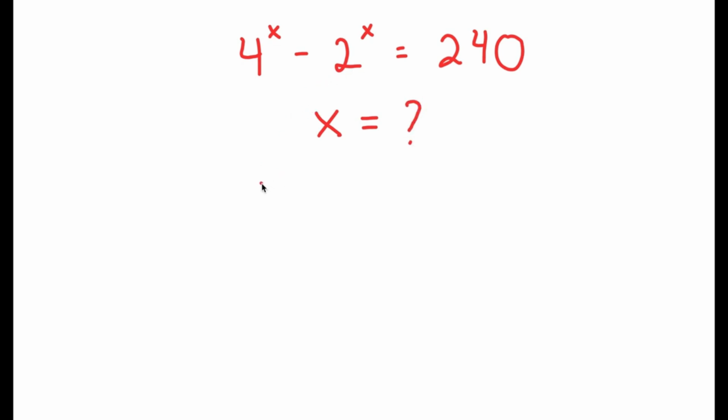Alright, so in this video, I'm going to solve the equation 4 to the power of x minus 2 to the power of x is equal to 240. So, my only variable in this equation is x, so that's what I'm going to be solving for. And now for my solution.